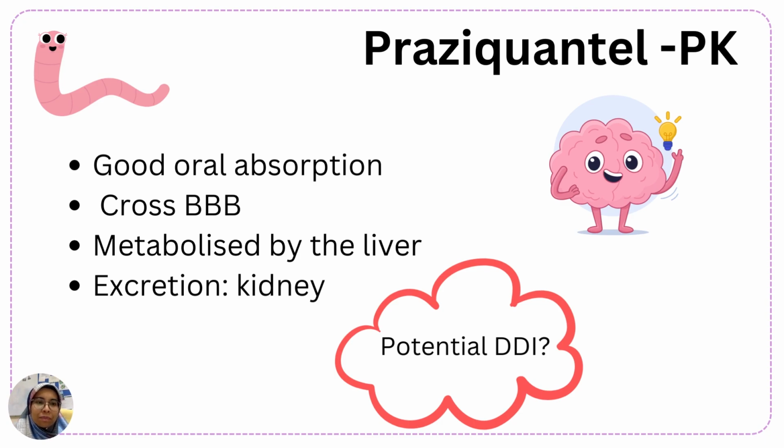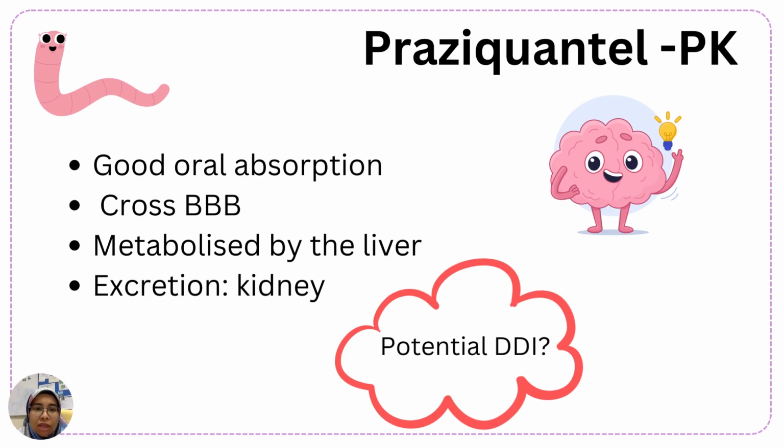Alright. This one can also cross the blood-brain barrier. So if you have a CNS infection with parasite, then you can use praziquantel as well as albendazole, as mentioned earlier, and also DEC. It's metabolized by the liver and excretion is by the kidney.